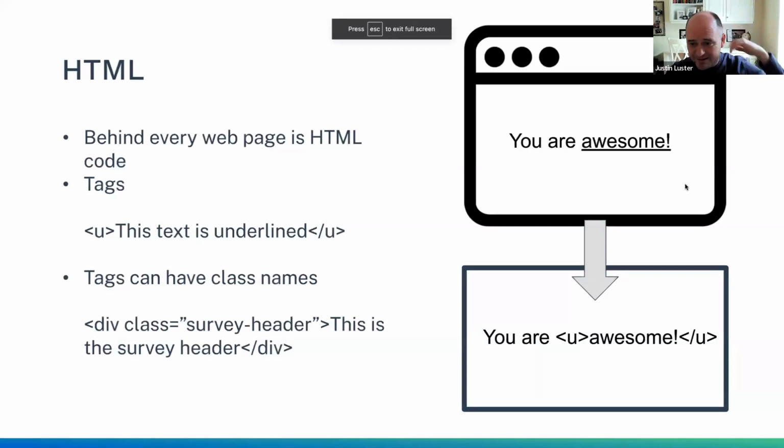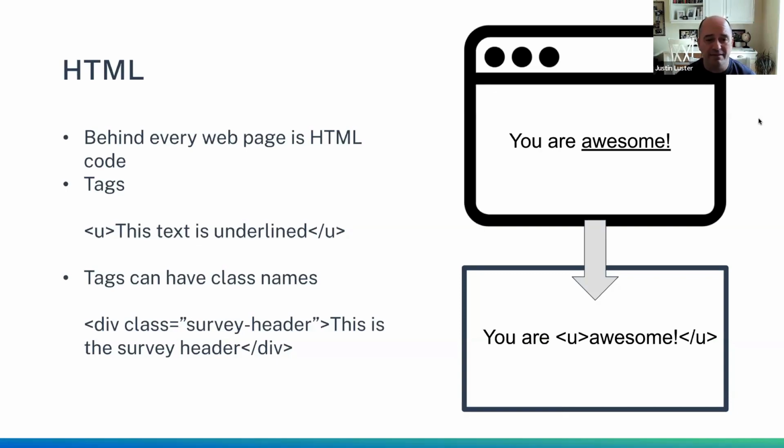So before I can tell you about CSS, I just want to talk to you a little bit about HTML. So behind every web page, there is HTML. And HTML defines the structure of the web page and can also do some formatting. So in this example, the top right there, you'll see a browser looking thing. And the screen says, "You are awesome," and it has awesome underlined. That's what you see when you look at your web browser.